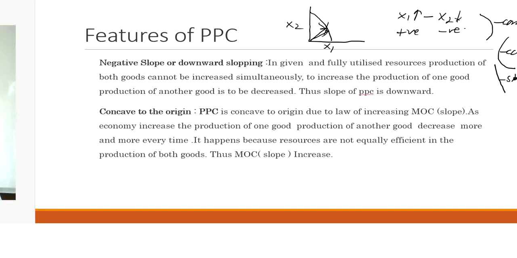It happens because all resources are not equally efficient. If you want to increase the production of X1 by one more unit, every time you have to give up more and more production of the X2 commodity. That's why it is concave to the origin.